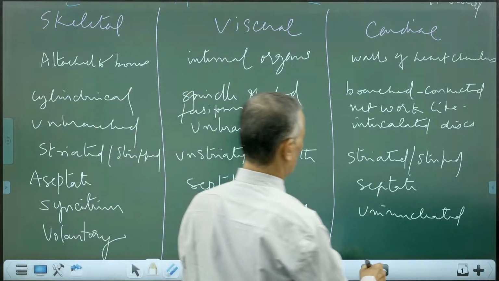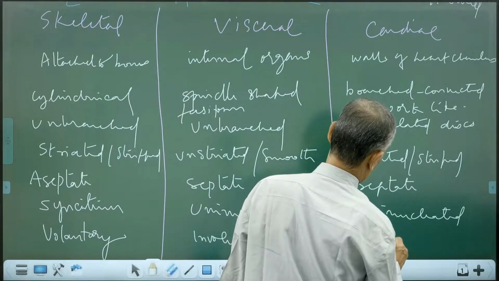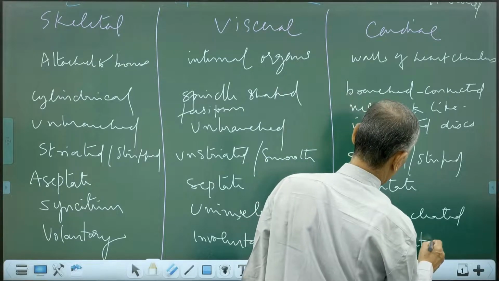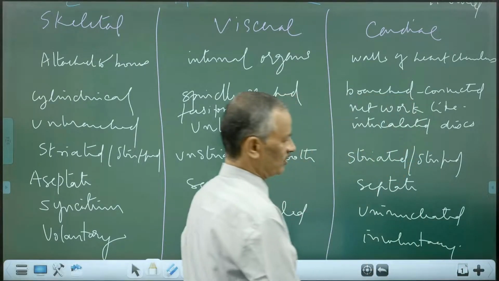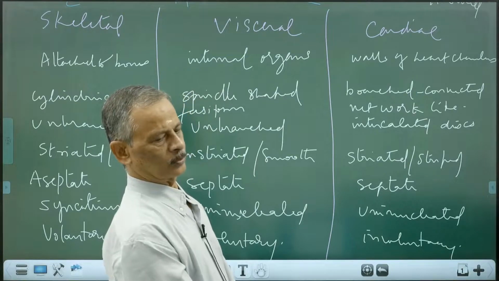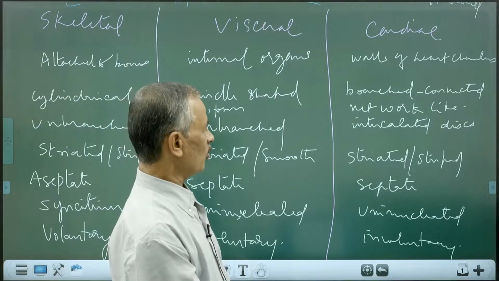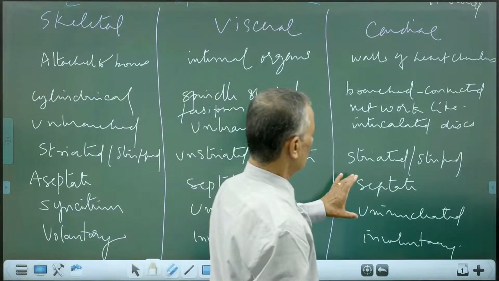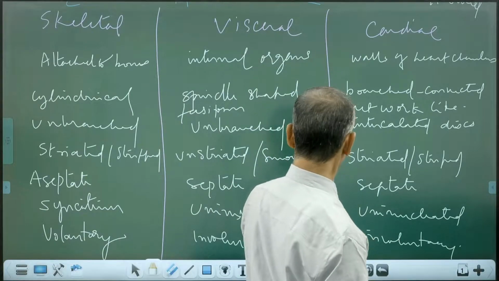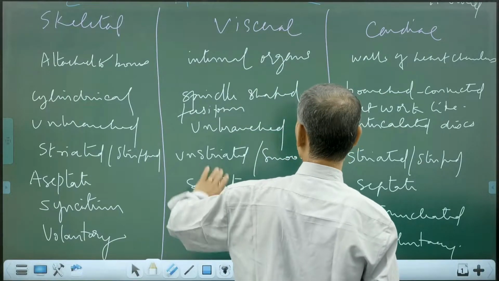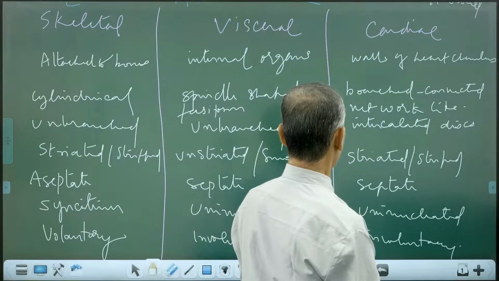And they are also involuntary. The muscles are working on their own. They are not under our will. So they are septate, uninucleated, and involuntary. In that respect, it is similar to that of the visceral.